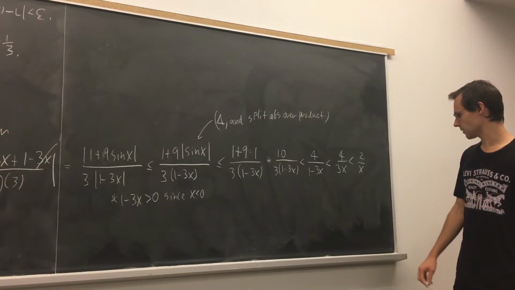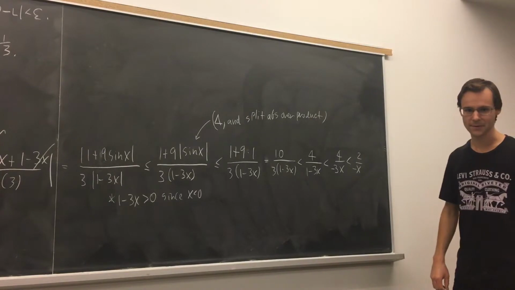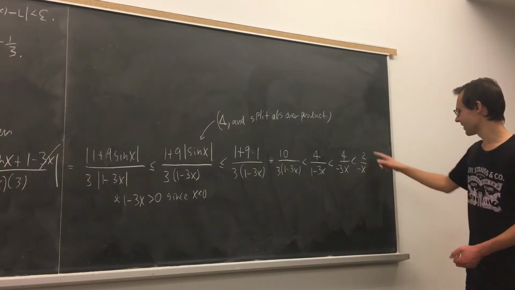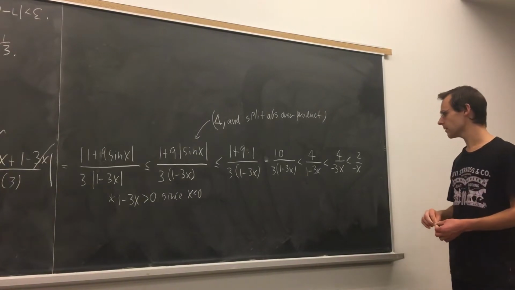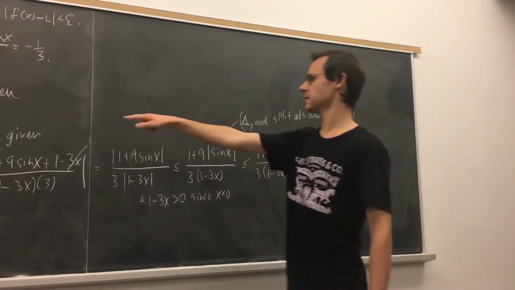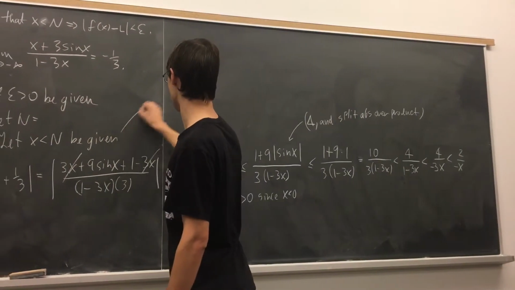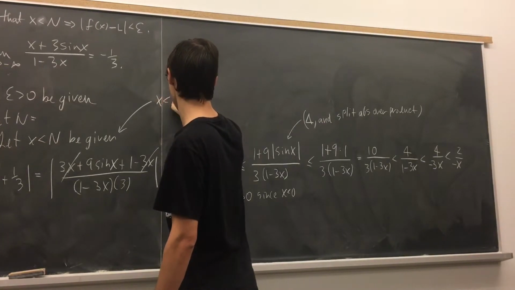Now, I did make a little mistake here. I forgot about the negative, which is very important. Okay, sorry about that. This 2 over negative x quantity is positive. Okay, and now we're ready to introduce our n. So x less than n is given. So what do we know from this statement? From here we know that x is less than n.